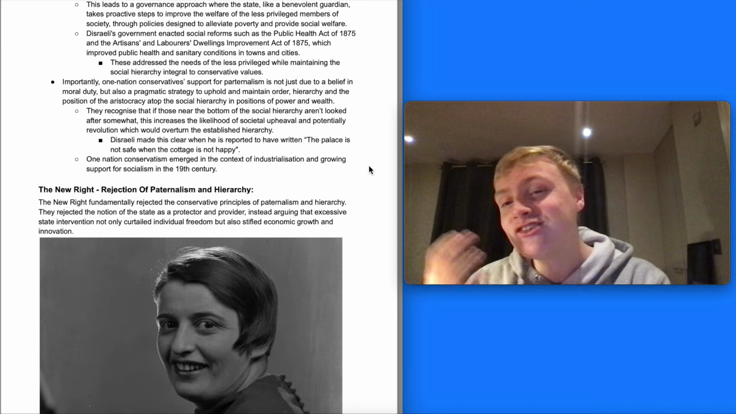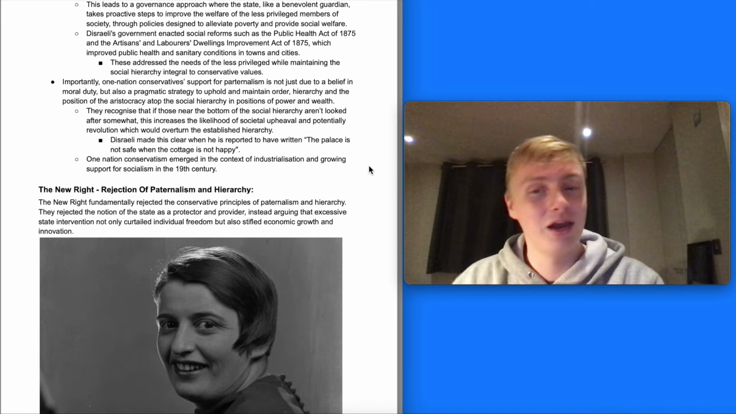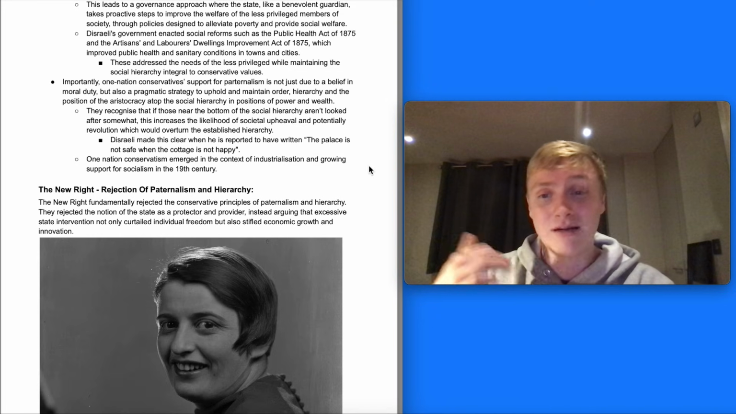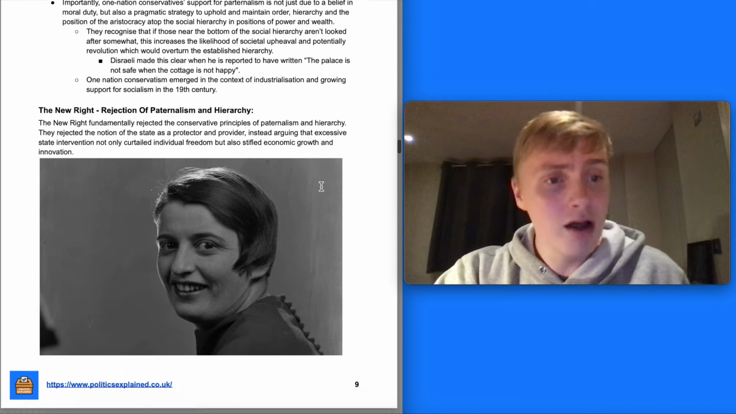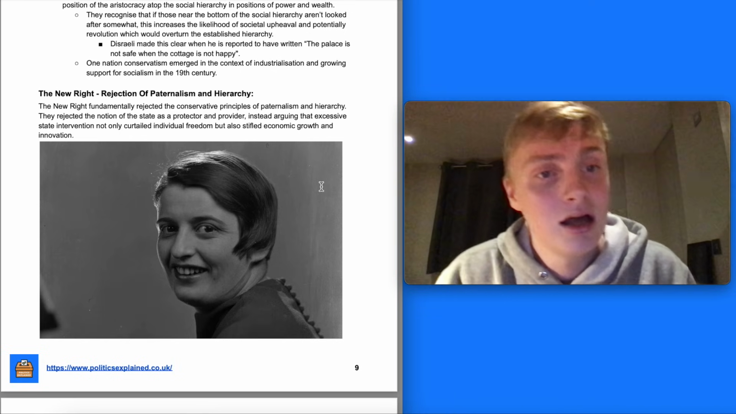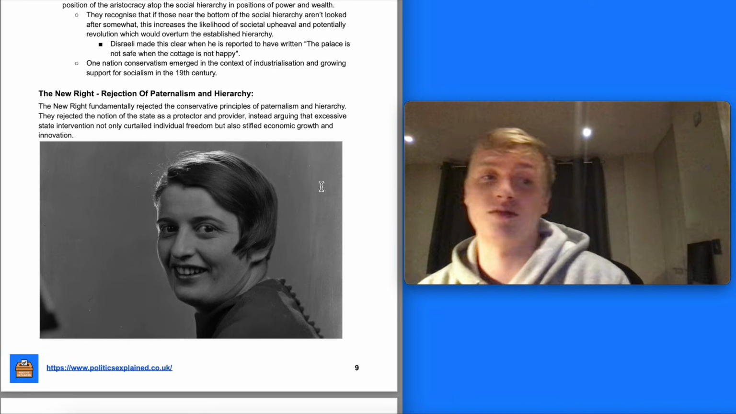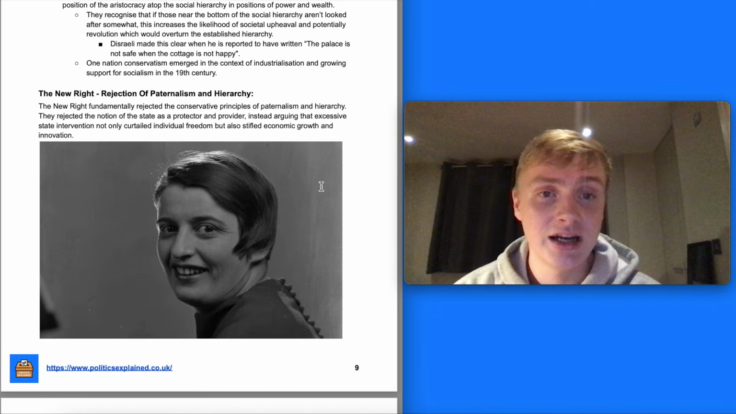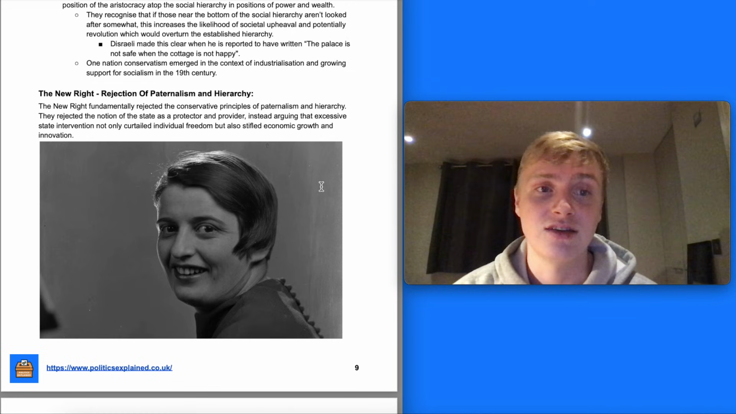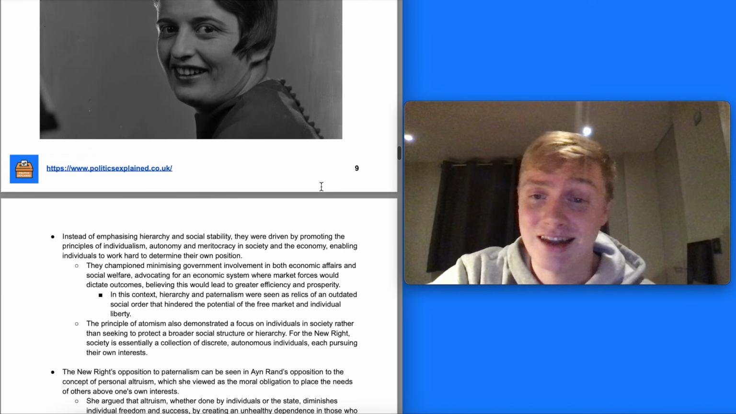So this paternalism isn't just about this ideal shift to really helping out the lower classes. It's also a pragmatic element to maintain hierarchy in society. The New Right, by contrast, you can see Ayn Rand here, can be seen as fundamentally rejecting the principles of paternalism and hierarchy. So they rejected the notion of the state as protector and provider, instead arguing that excessive state intervention not only curtailed individual freedom, but also stifled economic growth and innovation, really opposing almost any state intervention at all.